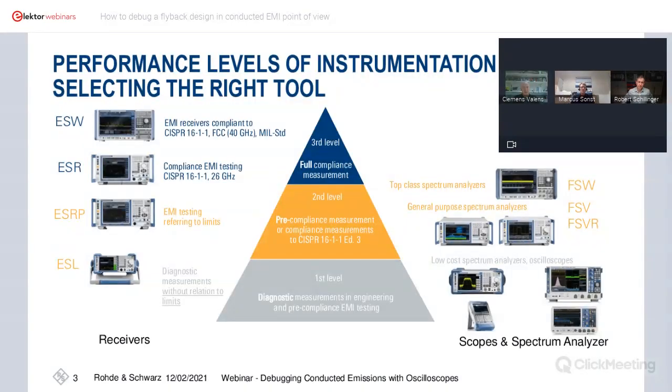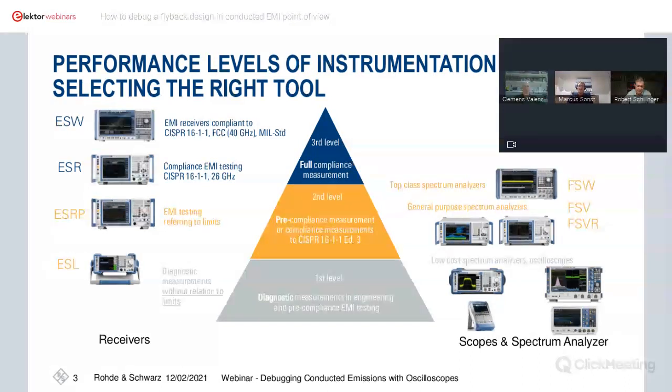So let's start with the performance level of instrumentation. We actually divide these performance levels into 3 parts. The third level is basically when we are talking about full compliance measurement. And that is the dedicated field of EMI test receivers, because they are very precise and accurate, and it's full compliance. The people in the test houses typically use this equipment.